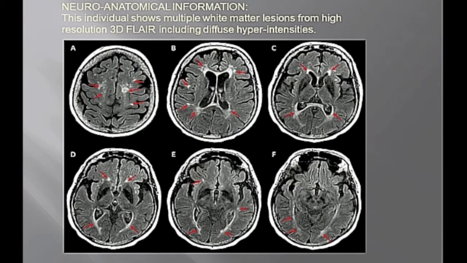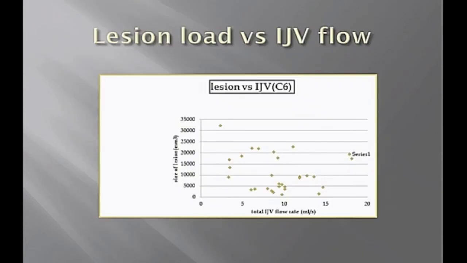What you would like to do is you'd like to quantify how much of these white matter abnormalities are present. You'd like to break it up into periventricular regions and deep white matter lesions. And what I'd like to do is to be able to plot the lesion load versus the flow. So this is our first attempt to do that. It's only with about 30 people.